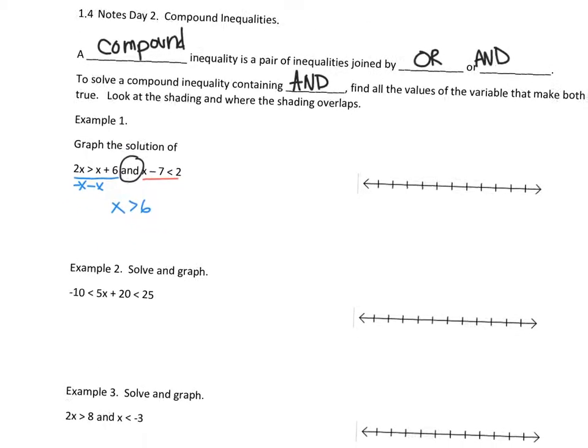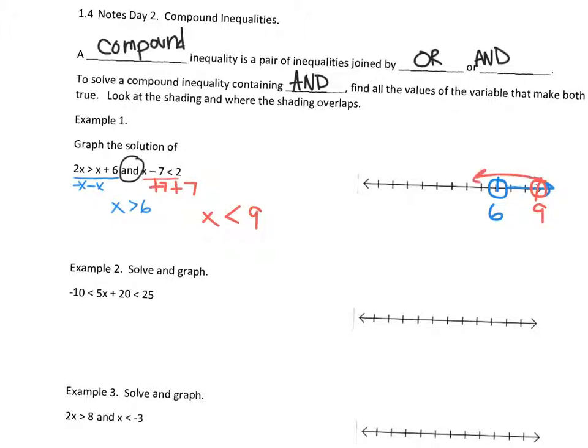So I'm going to go over here and graph x is greater than 6. We'll put 6 right here, going this way. And then over here I'm going to solve: add 7, x is less than 9. So 6, 7, 8, 9. So 9 would be right here in an open dot.